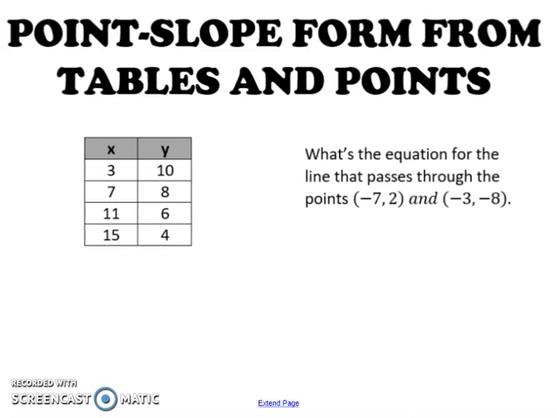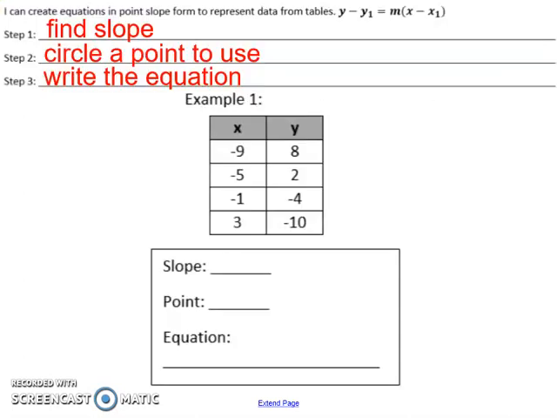All right, let's talk about point slope form when we have tables or when we're saying that a graph passes through 2 points. So 3 steps. We're going to find the slope, we're going to circle a point to use, and then we're going to write our equation.